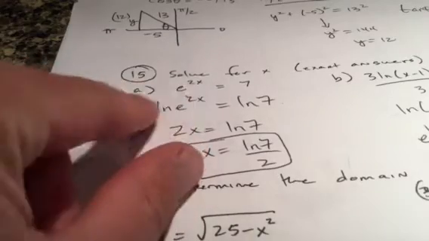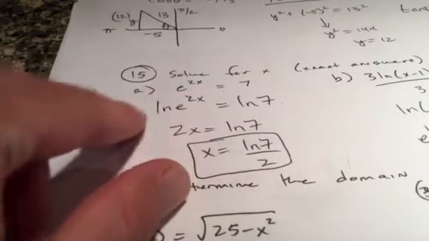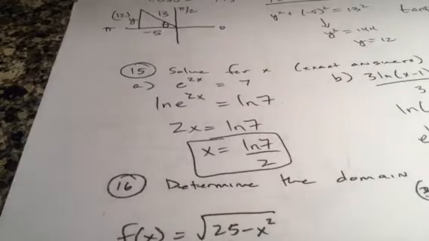If you want to get rid of e, you need to attach natural log to both sides. That will cancel this out. 2x will come down. You get 2x is natural log 7. Divide both sides by 2.